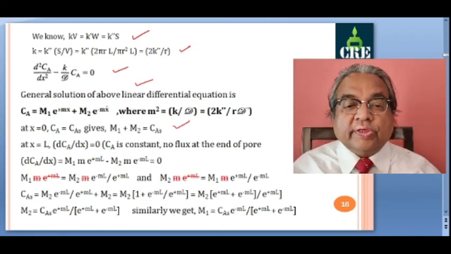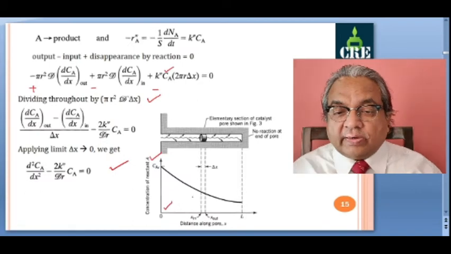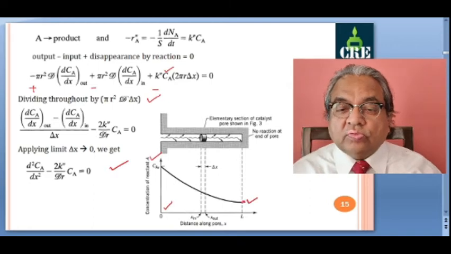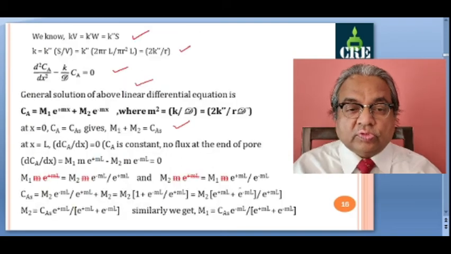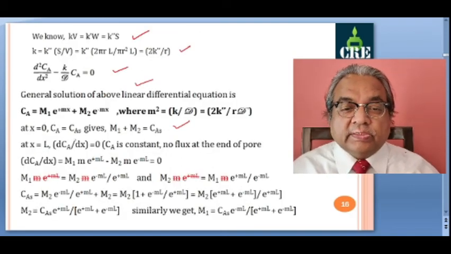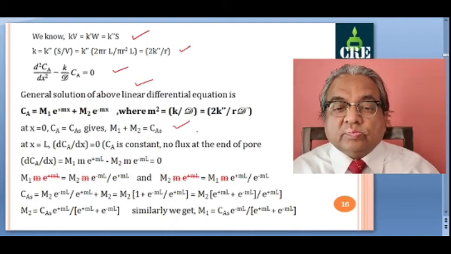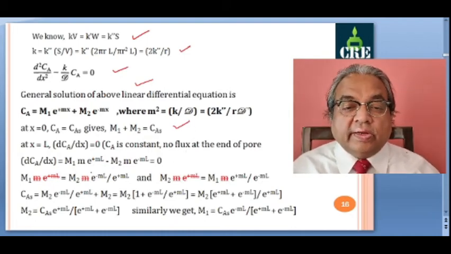So if you substitute here, this 0, this becomes 1, this is 0, this becomes 1. So m1 plus m2 is equal to CAS, this equation we get. And at x is equal to L, dCA by dx is equal to 0. So at x is equal to L here, this value is constant. So derivative of the constant is 0. So that's why we have written here dCA by dx is equal to 0 at x is equal to L, because there is no flux at the end of the pore.